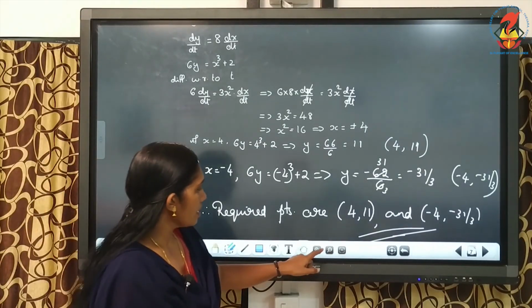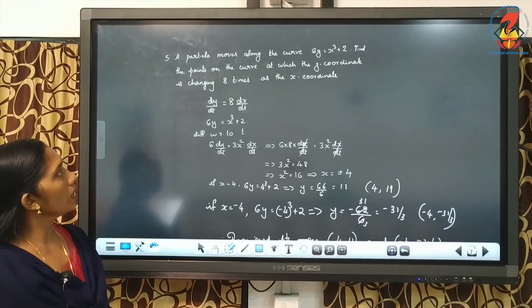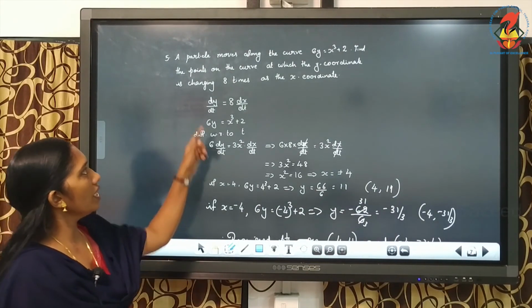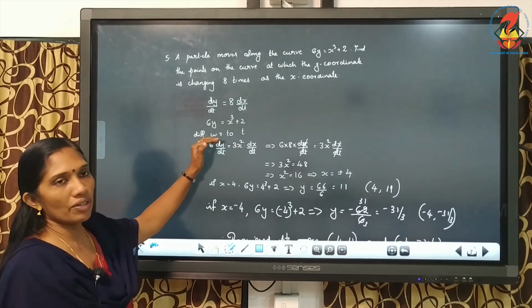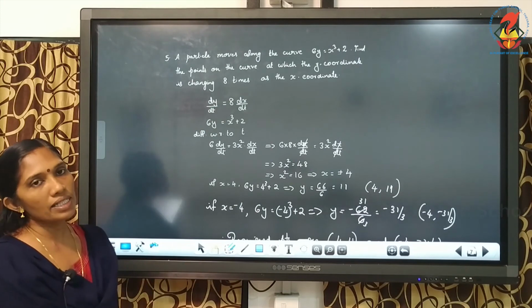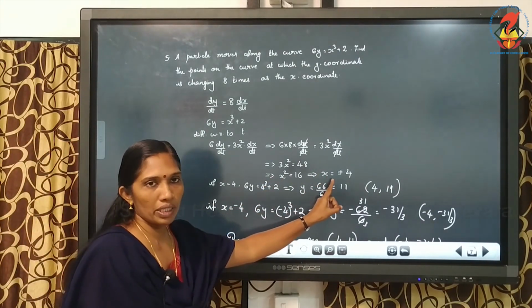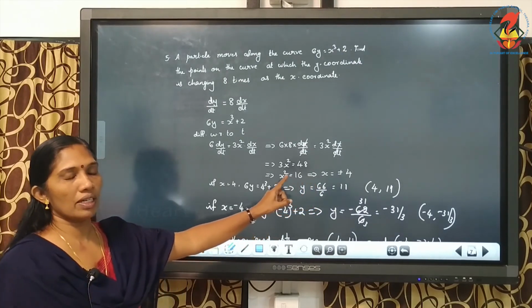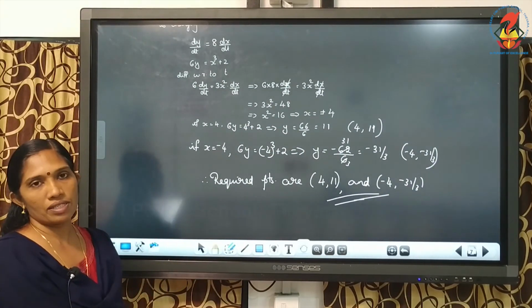So, in this question, curve is given, a particle moves along the curve and y is changing 8 times as x coordinate. So, differentiate this equation with respect to time and substitute this dy by dt as 8 dx by dt. So, from that we get x square, find x, two values are there, corresponding y value you have to find. So, you will get 2 points. Okay.